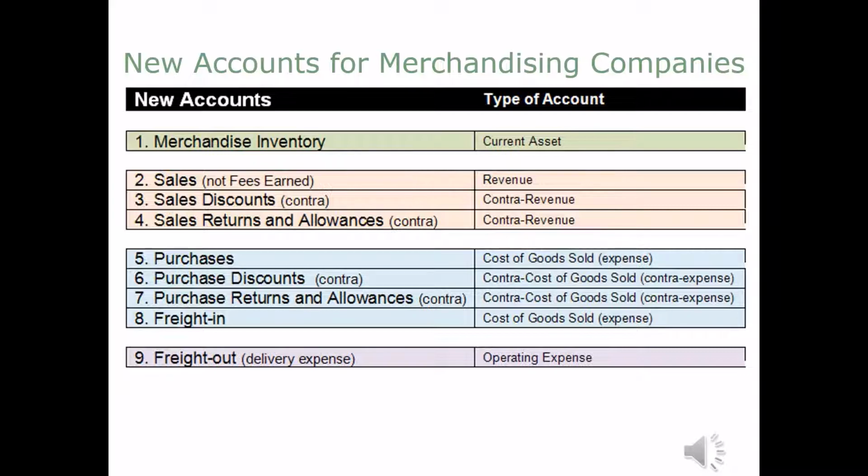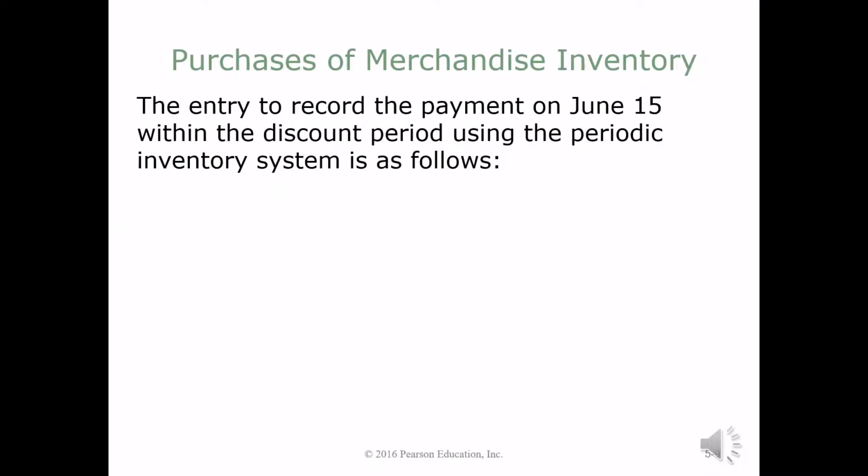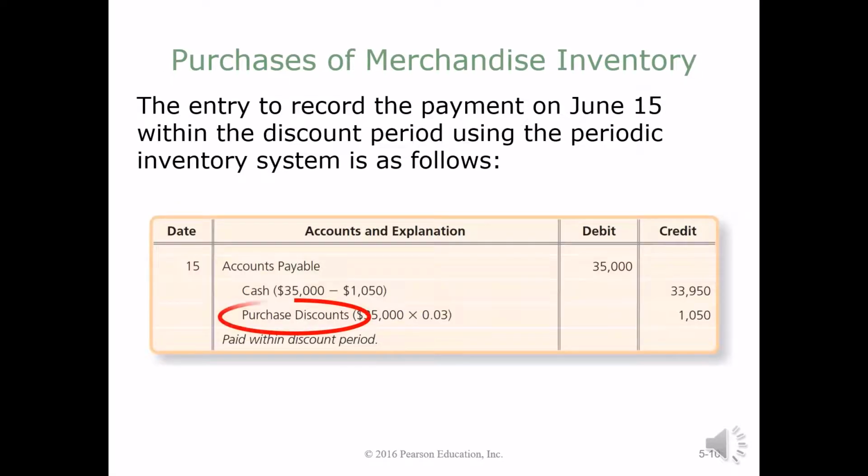Now let's record the payment that we made on June 15 that is within the discount period. We're still using the periodic inventory system. Instead of reducing the cost of our merchandise inventory directly into the merchandise inventory account, we will use an account called Purchase Discounts. Our credit for the discount we're taking will go into that account, and we will use it later to net out our purchases. We're recording our debit to accounts payable and our cash as a credit.